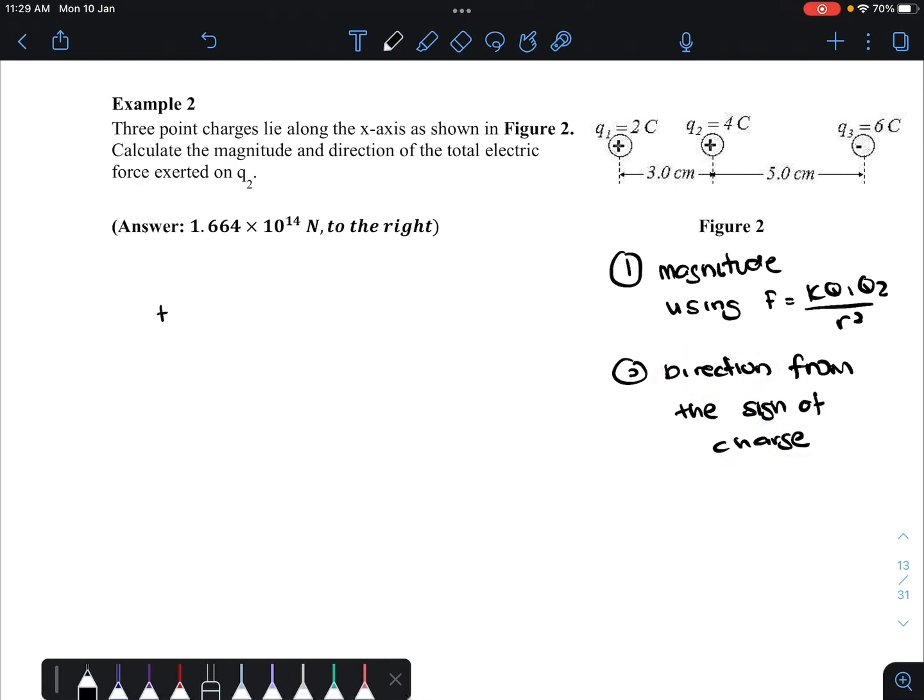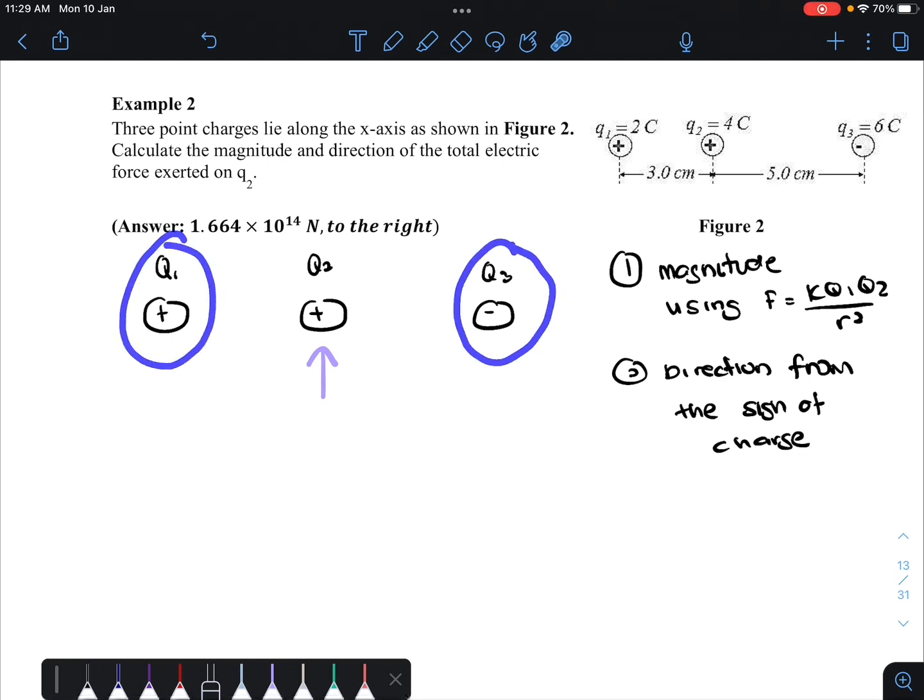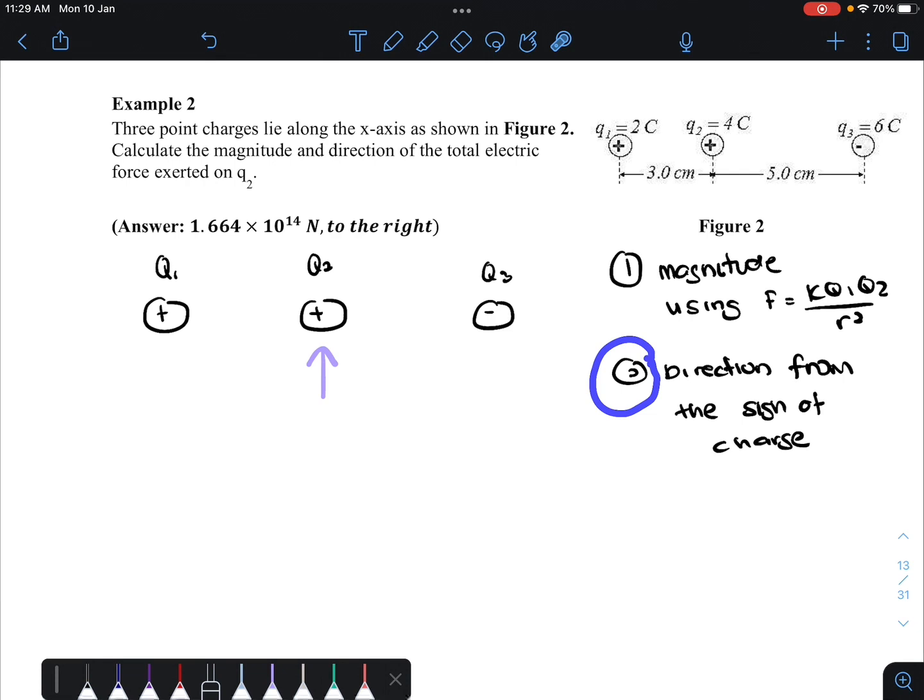So what I'm going to do is redraw the diagram here. What we have here is Q1, Q2 and also Q3, and our object here is Q2. So we are only going to focus on Q2. Since you have two charges next to Q2, which are Q1 and Q3, we are first going to deduce the direction.